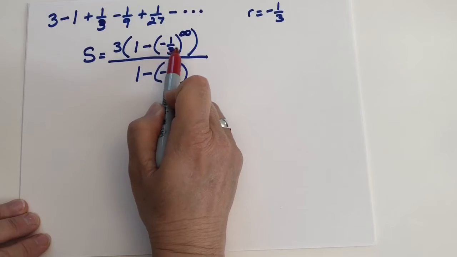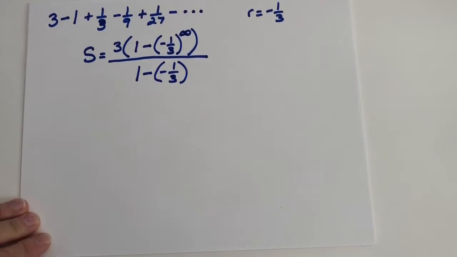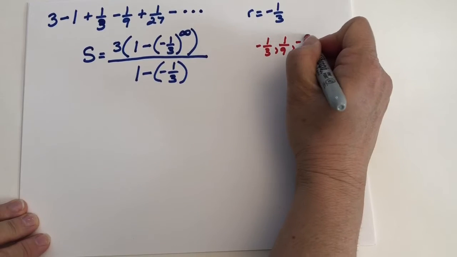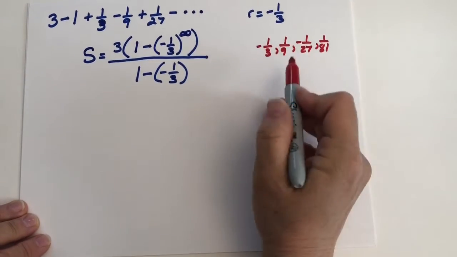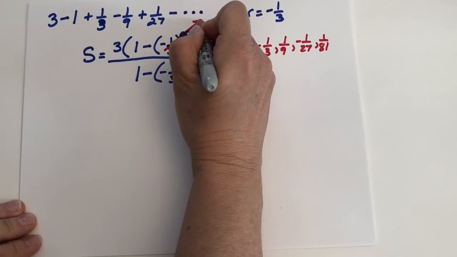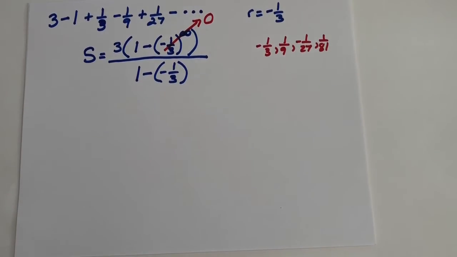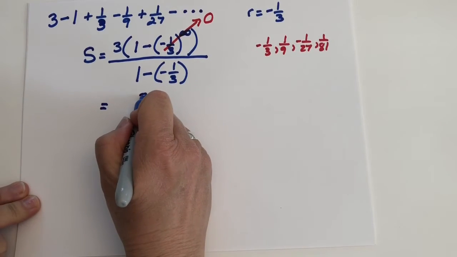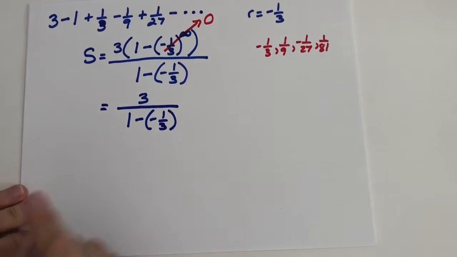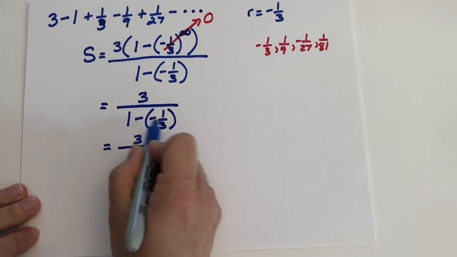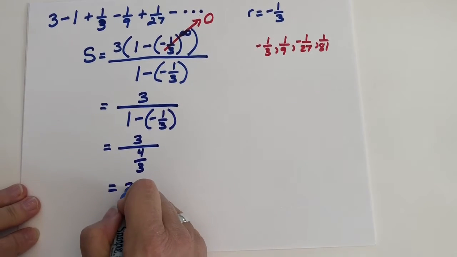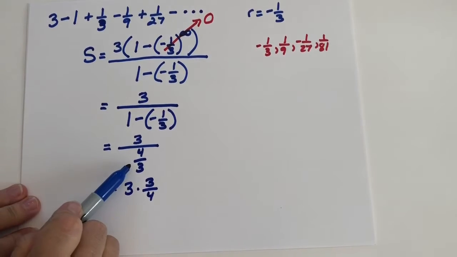And if you consider what happens when you raise negative 1/3 to powers, it starts at negative 1/3 when you raise it to the first power, but then it becomes positive 1/9 and then negative 1/27 and positive 1/81, and keep raising it to powers, and notice this will also go to 0. So let's write that it goes to 0. So the sum then would be 3 times 1 over 1 minus negative 1/3. And let's simplify. 3 over 1 plus a third is 4/3. So we have 3 times 3/4. I'm just taking the reciprocal of this fraction and multiplying.